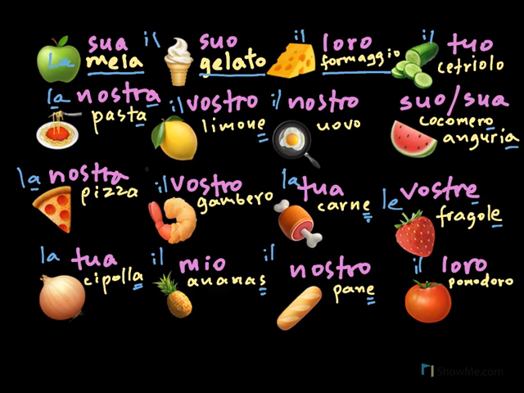I hope it helps. I hope it was useful. So remember what you learned here or what you reviewed here. You need the definite article according to the noun. You need the adjective according to the noun. And then the information you get is not about the owner, but about the item possessed.